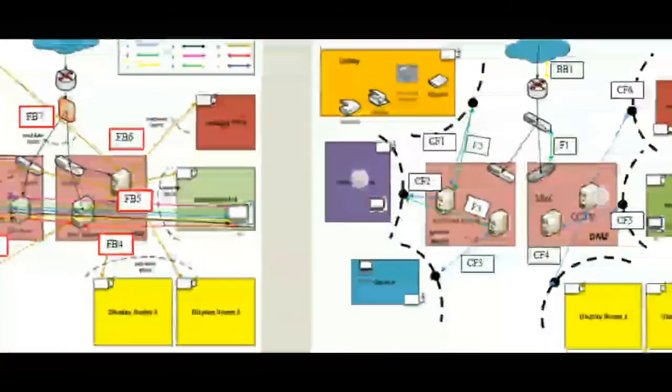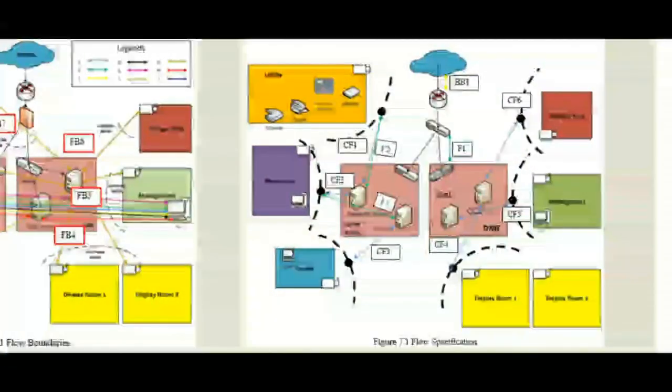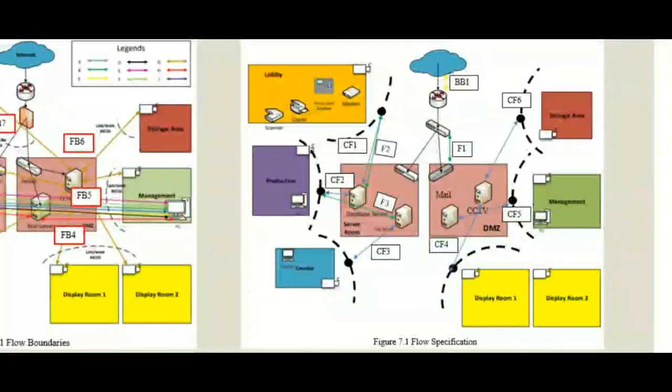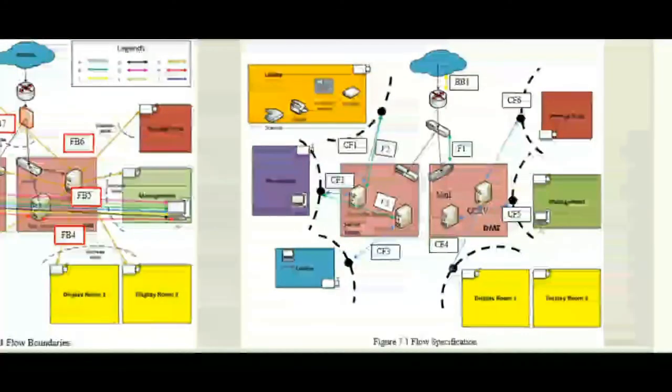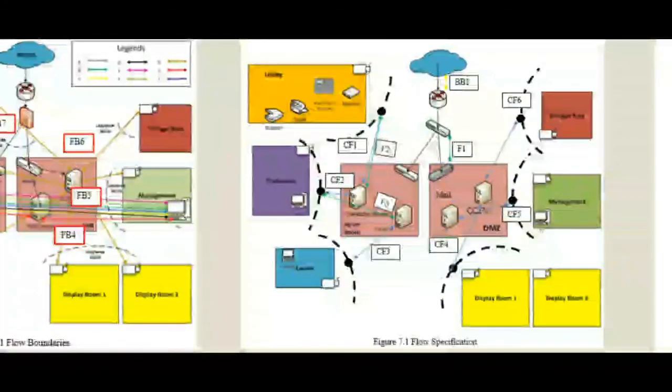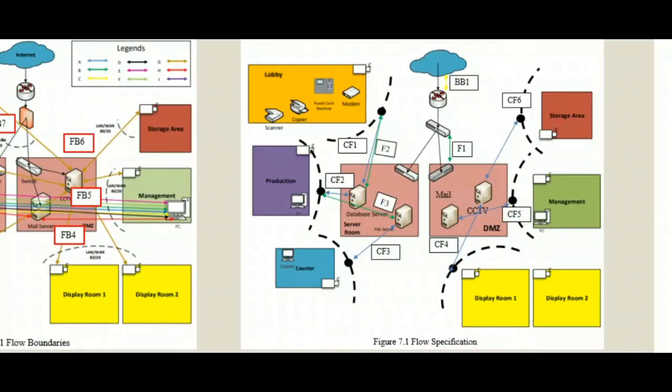Now lastly is the flow specification. For application A, it is indicated by composite flow. Same goes for application B, which is composite. For application C, there is no backbone or composite flow indicated. Application D is indicated by composite flow. Application E is indicated by composite flow. Application F is indicated by composite flow, and applications H and I are not indicated by any type of flow.